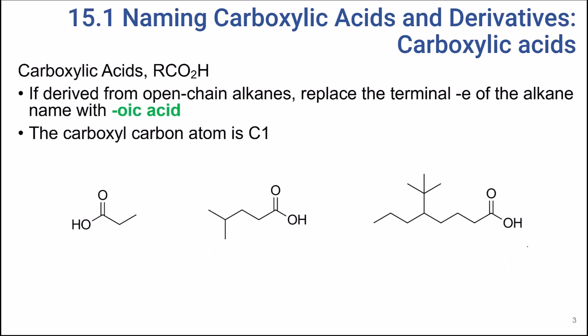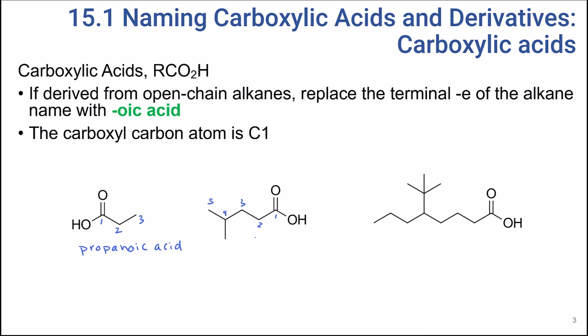When we name carboxylic acids, which are often abbreviated RCO2H, if they're derived from open-chain alkanes, which is the ones that we'll see most often, the terminal E in an alkane is cut off, and then we substitute that ending with oic acid, and the carboxyl carbon atom is always going to be at 1, just like with aldehydes. So if we have 3 carbons, our alkane parent was propane, we're going to drop the E from propane and end it with oic acid. So this is propanoic acid.